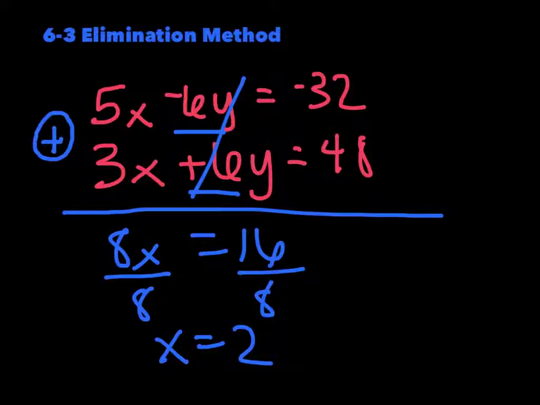Okay, so plug in your 2 for x, and you can pick either equation. It doesn't matter. I am going to pick the first one. So if you plug in 2 right here, you would get 5 times 2 minus 6y.